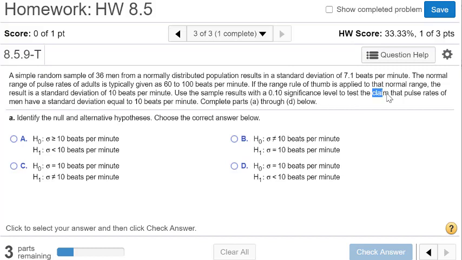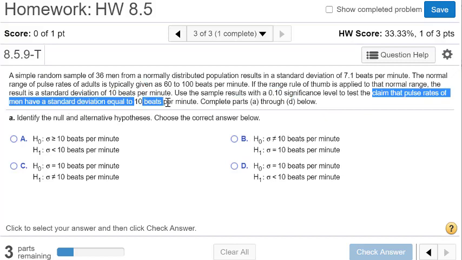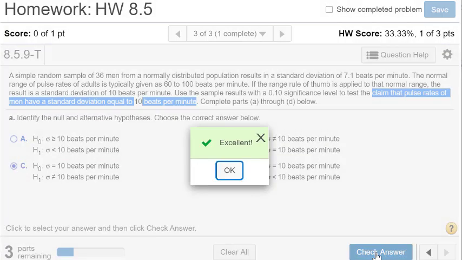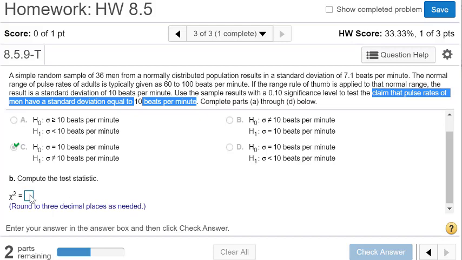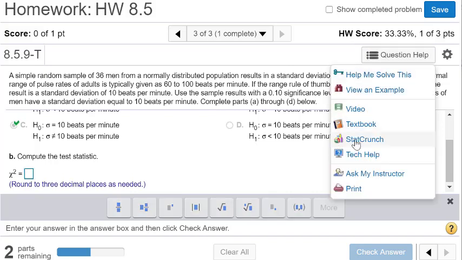So this is our claim that the men have a standard deviation equal to 10 beats per minute. This is an equal sign, and that's the claim. I think C and D have the equal signs, but the opposite of the equal is a not equal to, and so this is going to be a two-tailed test. We'll select C. Next, they want us to find the test statistic and probably the p-value, and hence make the conclusion. For this, we will use StatCrunch.